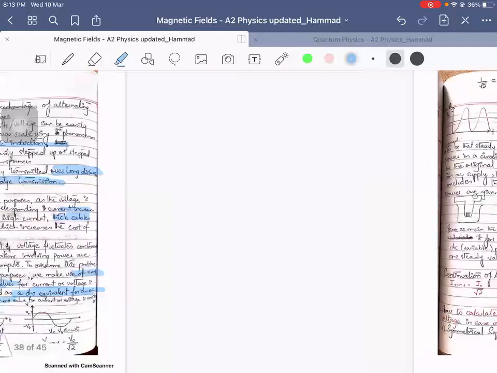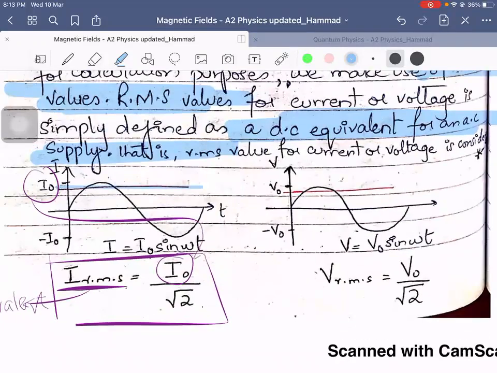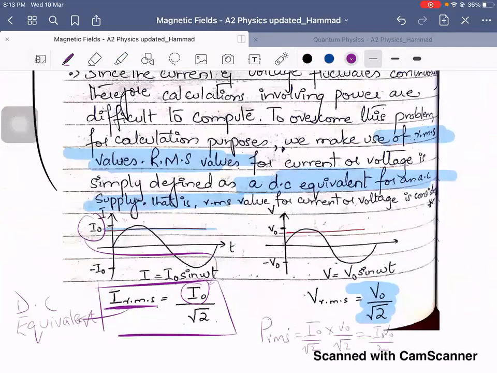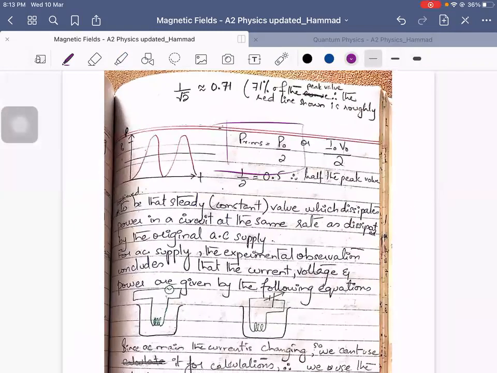So if for current, I have an RMS value I naught upon under root 2, and for voltage, I have an RMS value of V naught upon under root 2, and you were to work off RMS for power, you could simply multiply the two values. Please understand that under root 2 multiplied by under root 2 would give you just 2. Right? And therefore, we can say that RMS for power could be somewhat this.